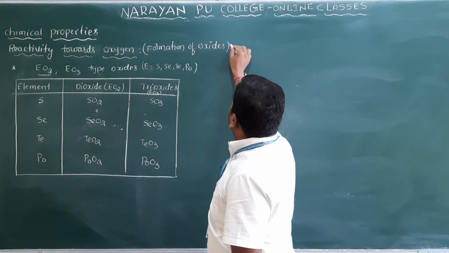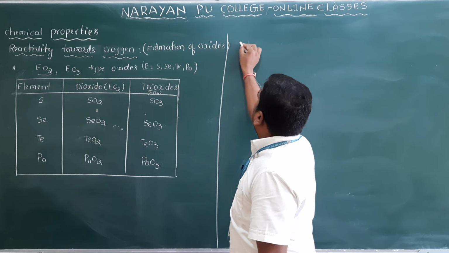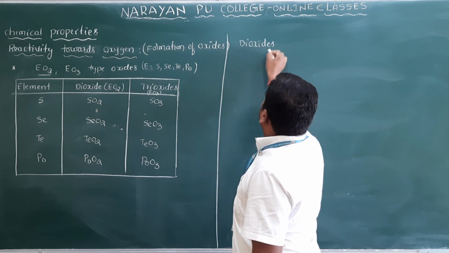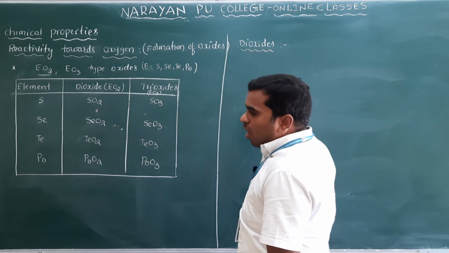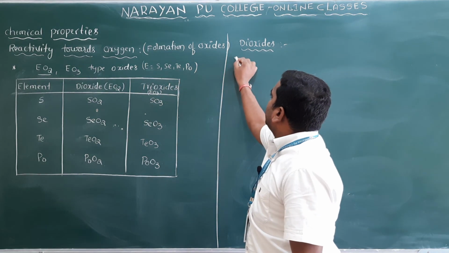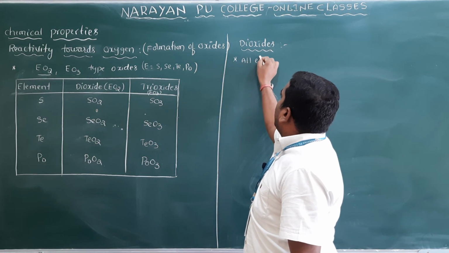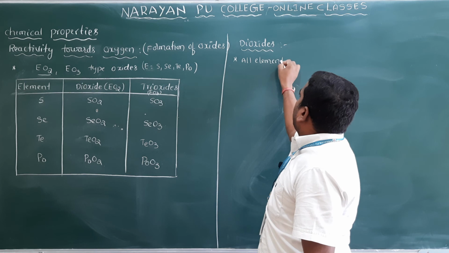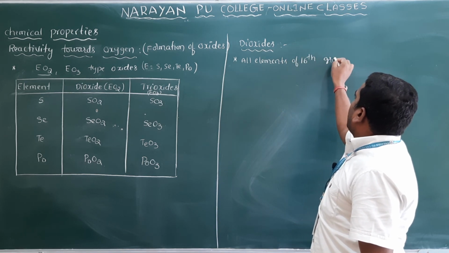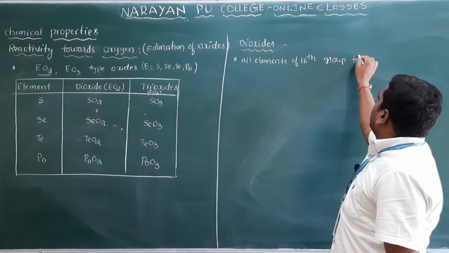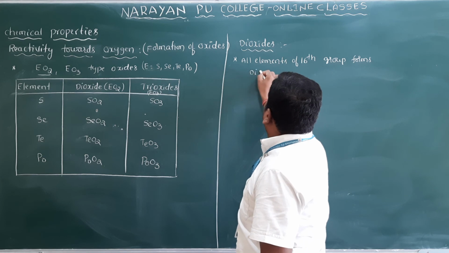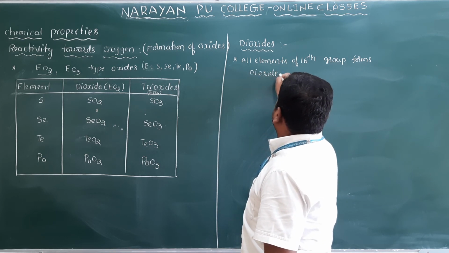Clear? Put the heading here, dioxides. So here all elements form dioxides. Write the first two. All elements of 16th group form dioxides. Clear? Dioxides. Okay.